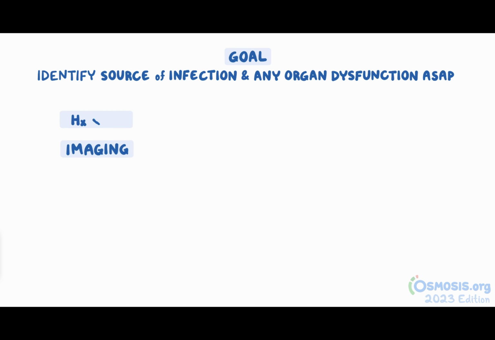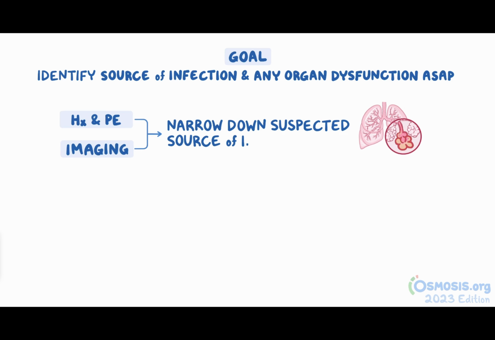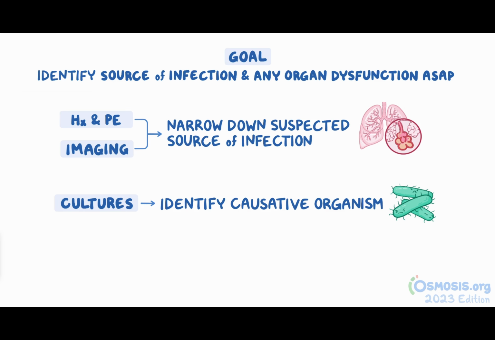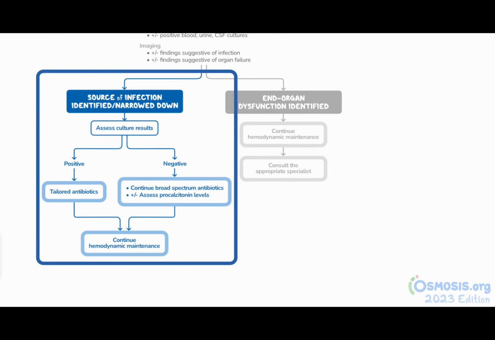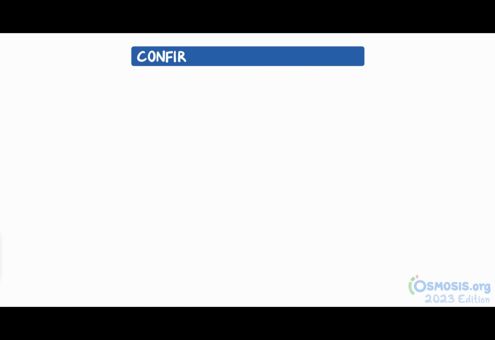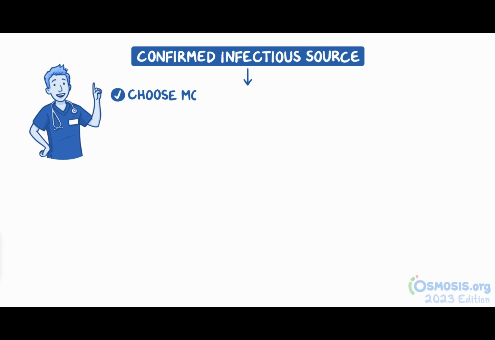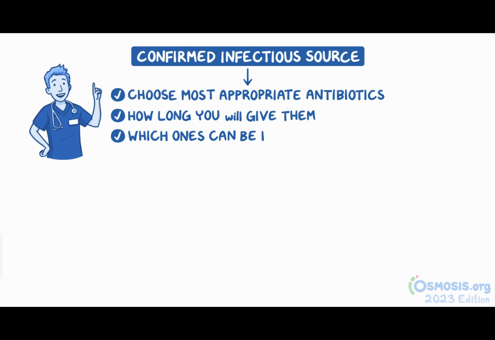Clues from your history and physical or imaging results have helped you narrow down suspected sources of infection, while cultures have hopefully identified the causative organism. Now let's reassess your patient's antibiotic coverage. A confirmed infectious source will help you choose the most appropriate antibiotics and how long you will give them, as well as which ones can be discontinued.